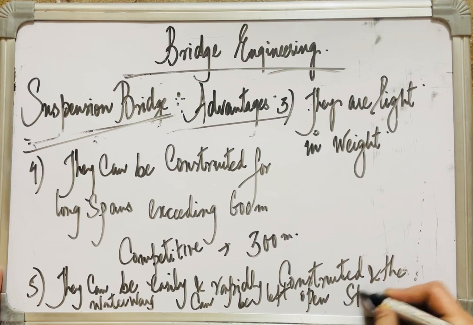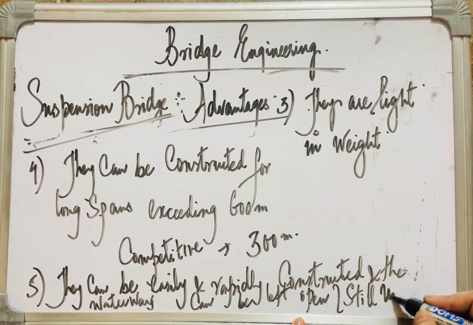Why so? Because there are the least number of intermediate supports or piers in case of a suspension bridge, so they can be easily and rapidly constructed, and the waterway beneath the bridge is least disturbed, and can be left open while the bridge is still under construction. All right, so this is the huge advantage of a suspension bridge. We'll study some more.